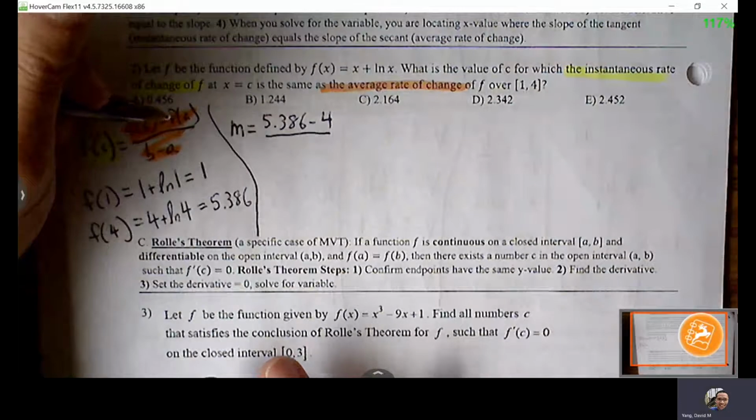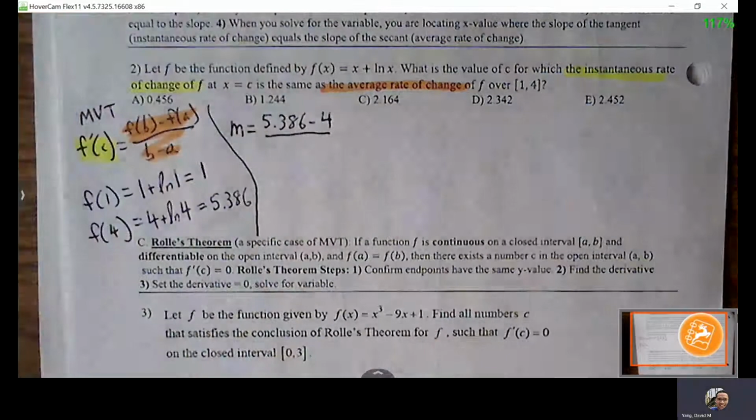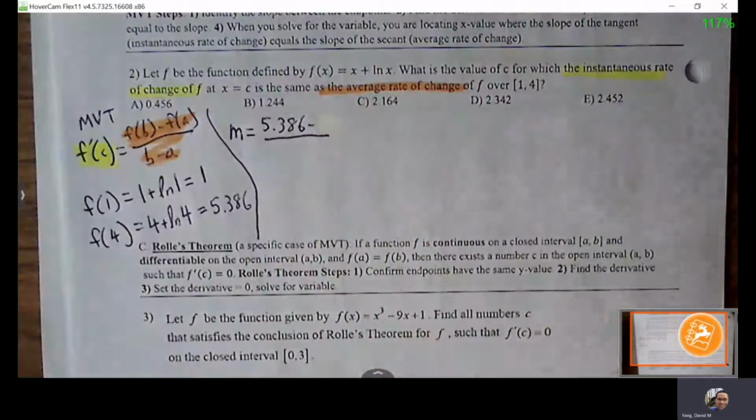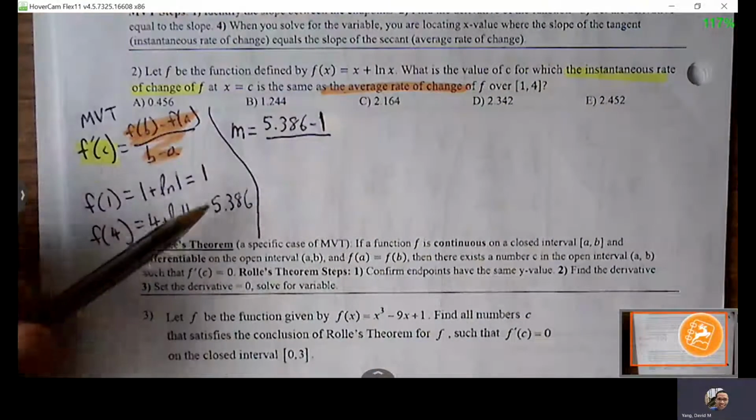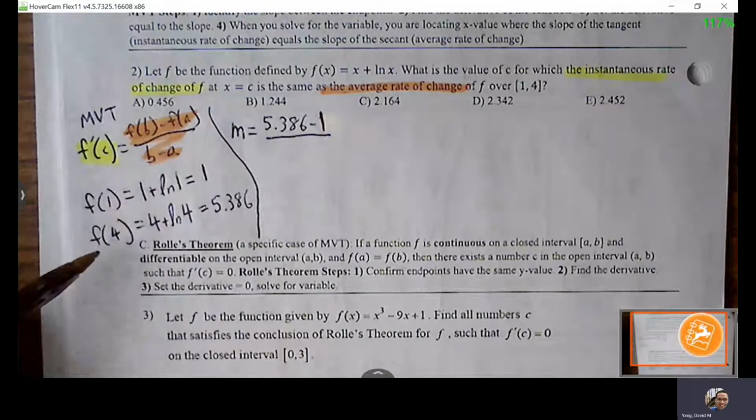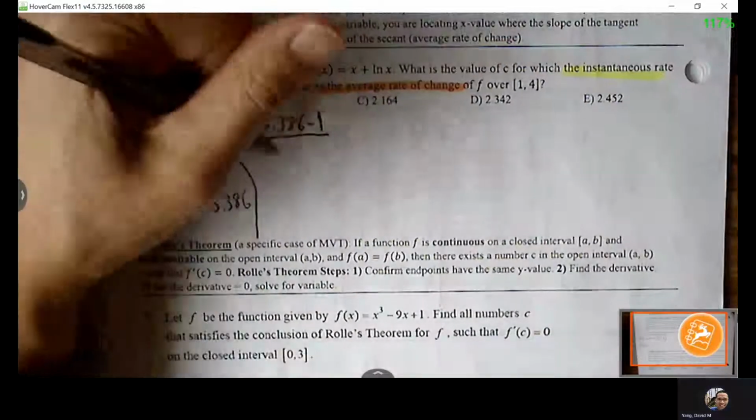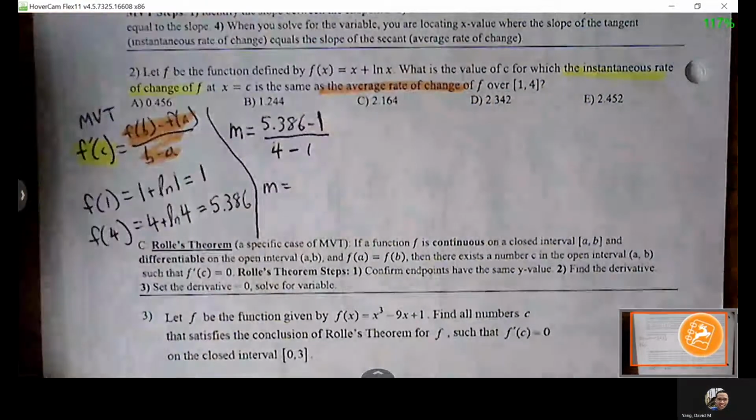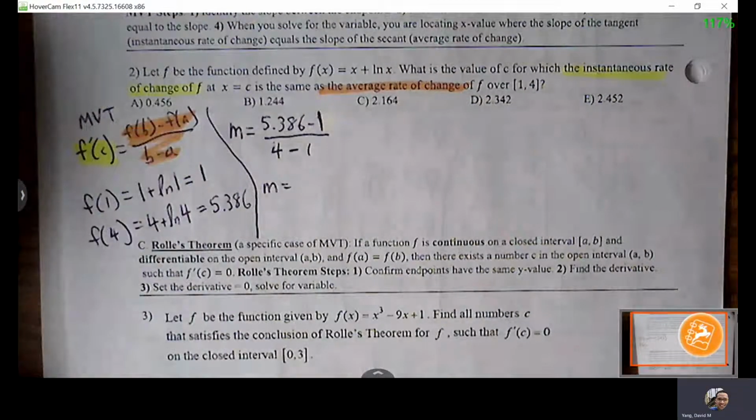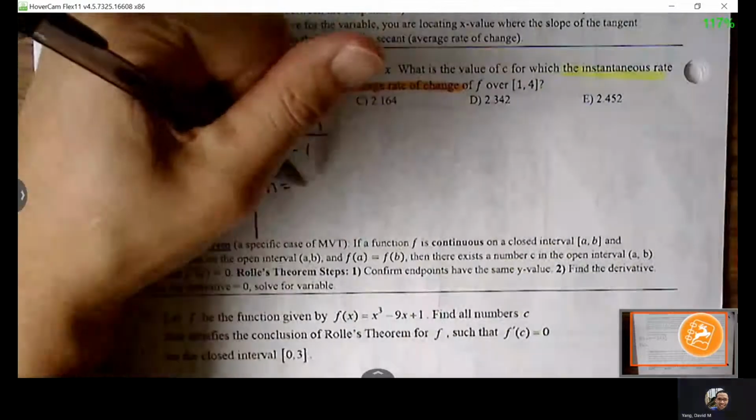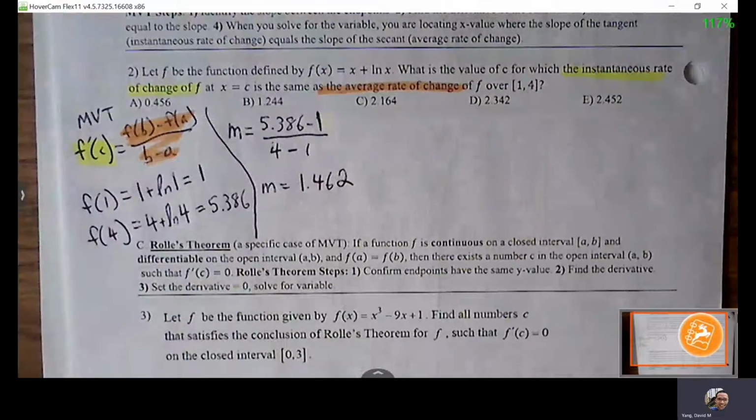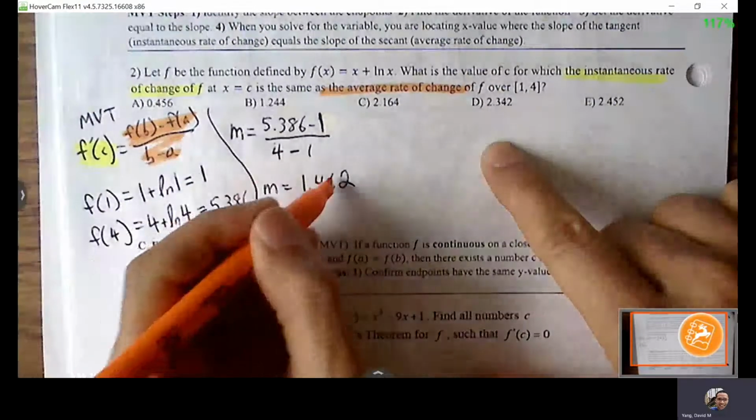Oops. That's my bad. I subtracted the x's. 5.386 minus 1. All right. y2 minus y1 divided by x2 minus x1. Okay, we get 1.462. So that is my average rate of change.